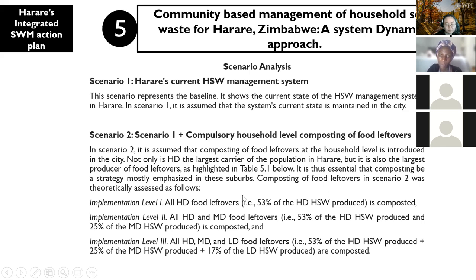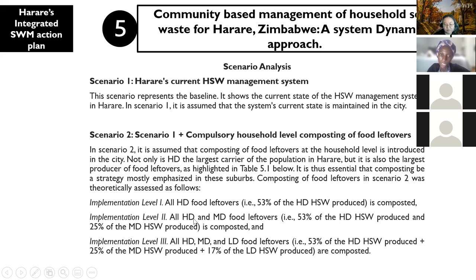And why we chose high density areas first is because the high density areas produce the greatest amount of organic waste or food leftovers, and they also carry the largest population. So it was sensible to prioritize high density areas for implementation level one, composting of all food leftovers. Which means basically 53% of all the household solid waste produced in high density areas is going to be composted. This would be done at household level.